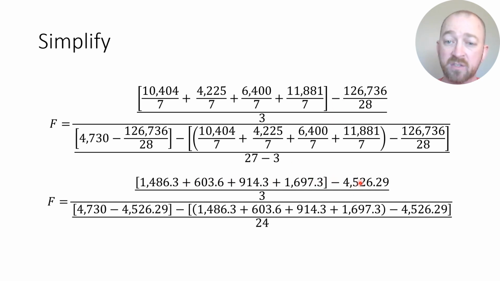I'm going to keep those operators there. Then I'm going to subtract this correction for the mean from those, okay? So that subtraction remains there. Can't do anything else with 3, so that remains there. Down here, same thing, okay? I'm going to take the 4,730 that I already had, and now look, I already arrived at this answer of 4,526.29 for the correction for the mean. That just goes right there.